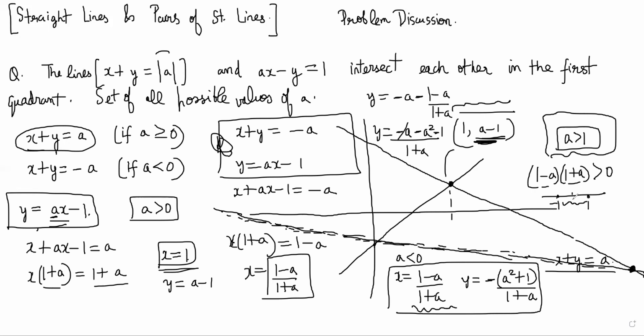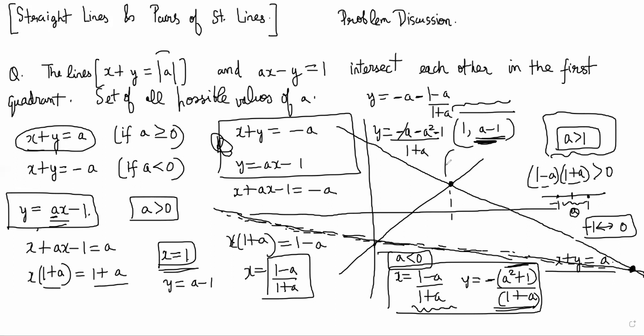So A is anyway negative for us. So A should be between minus 1 to 0 from the first thing. And if A is between minus 1 to 0, this part becomes negative. So it is impossible then, because if A is between minus 1 to 0, then this is positive and this is negative. So it is not possible for A less than 0 to have a point of intersection in the first quadrant.